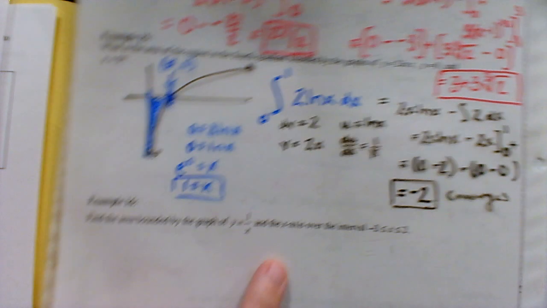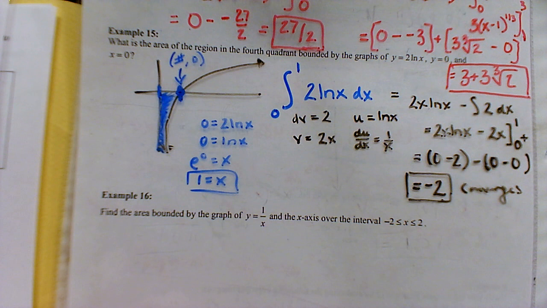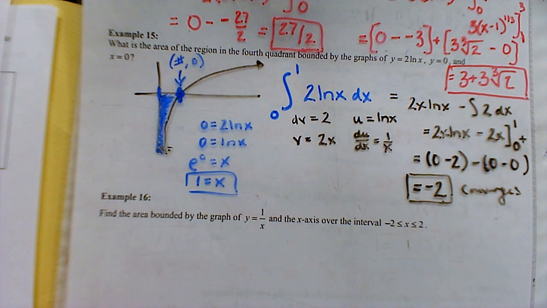But when we get to 16 tomorrow, we're going to see something a little bit different where we have to be careful. So we'll save 16 for tomorrow and then the last page as well. And we're finally done with improper integrals.